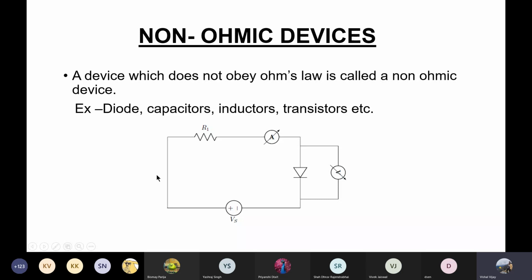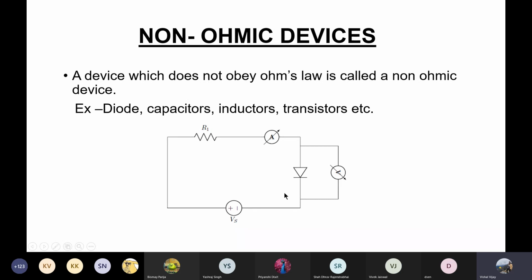And about non-ohmic devices, the statement is pretty straightforward. Any device that does not follow Ohm's law is a non-ohmic device. And the examples are diode, capacitor, inductor, because the current and voltage relation is not linear, that's why they are non-ohmic devices. All right. So we will see in the experiment how they behave.